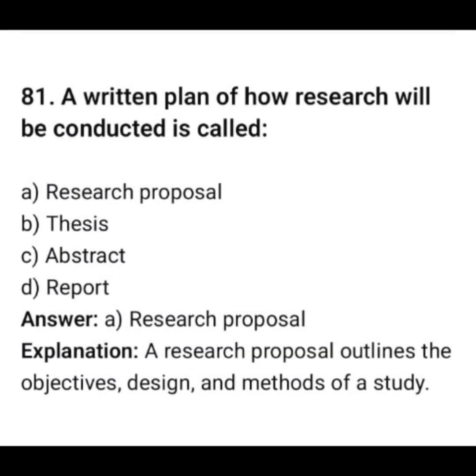A written plan of how research will be conducted is: research proposal, thesis, abstract, report. The correct answer is option A, research proposal. A research proposal outlines the objectives, design, and methods of the study.